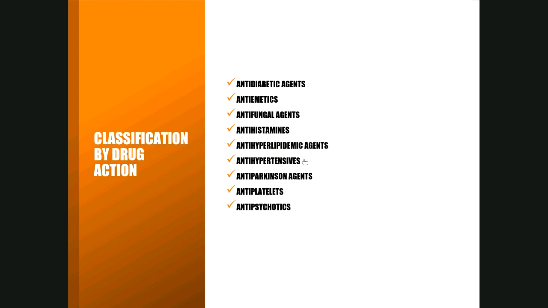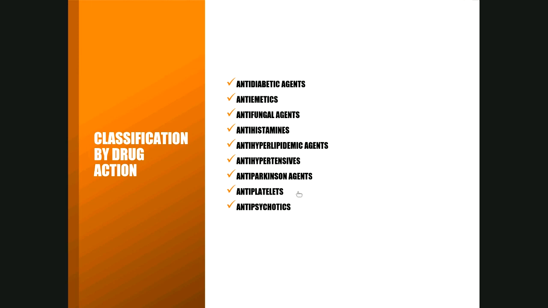An antihypertensive treats hypertension, which is high blood pressure, and this actually affects almost 80 million patients in the United States. It's 1 out of every 3 adults who have hypertension. And remember, hypertension is the silent killer because there are not always symptoms with hypertension. Anti-Parkinson's agents treat Parkinson's disease.